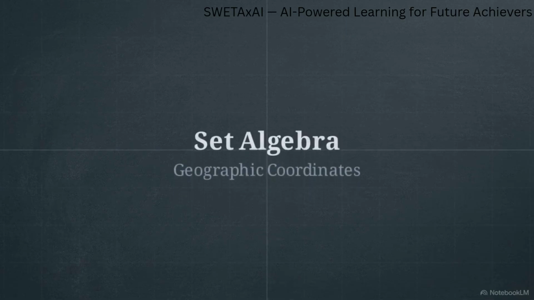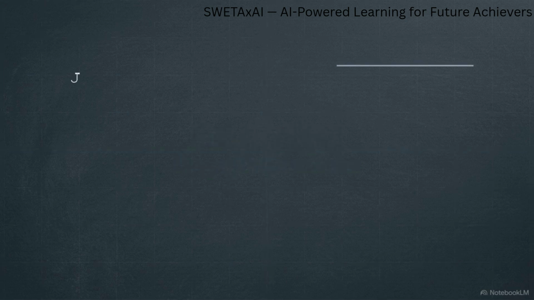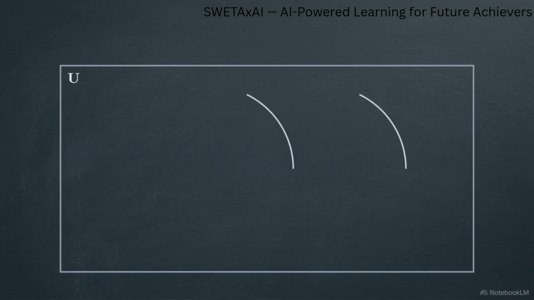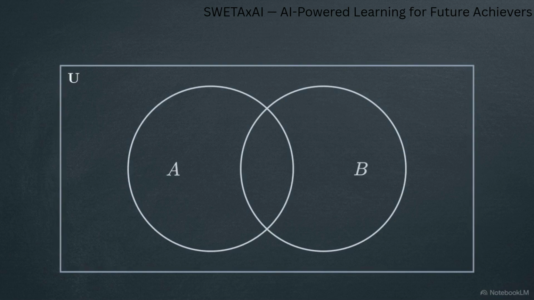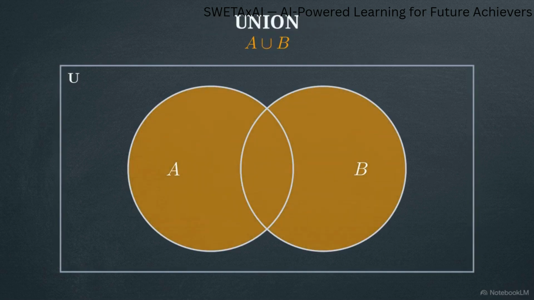To define the 4 core operations of set algebra, we map them as precise geographic coordinates. This diagram shows our universal box containing 2 equal partially overlapping sets, A and B. First is intersection. This specific region contains only the elements that exist in both A and B simultaneously. Next is union. This covers the entirety of the coordinate space occupied by elements belonging to at least one of the sets. Then we have difference.